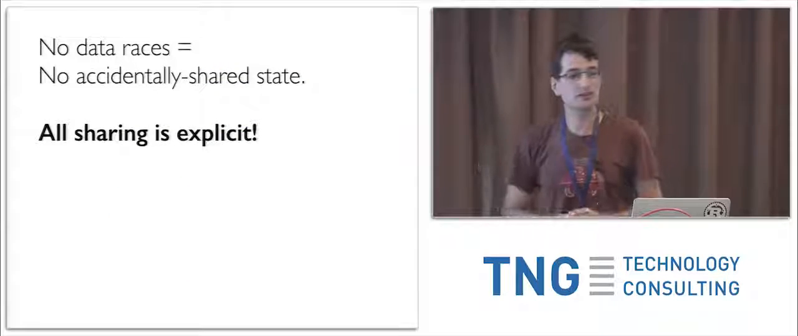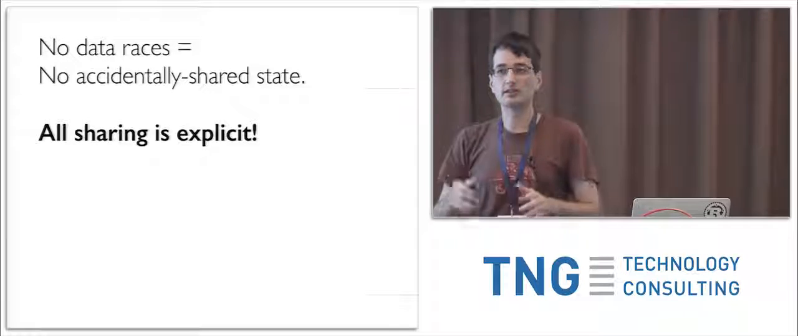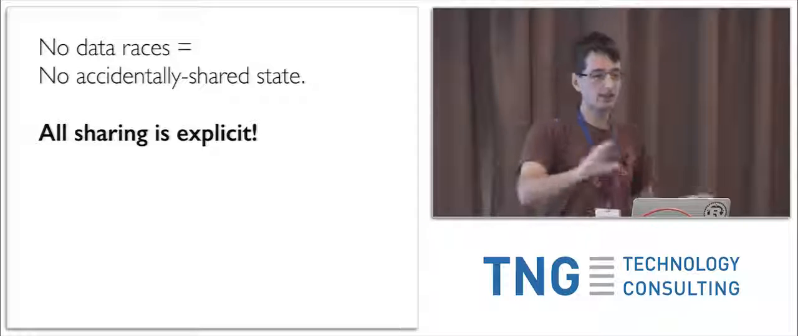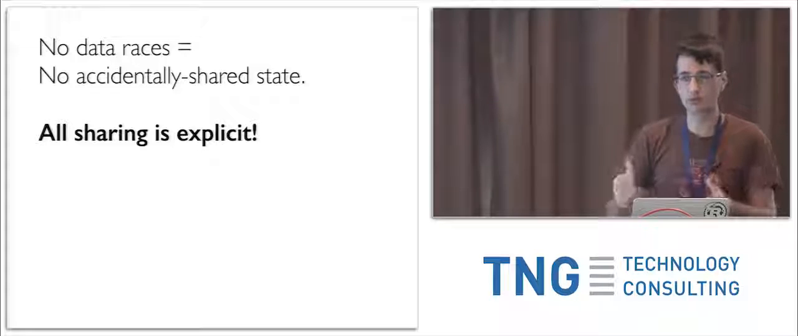And what this really means is that by not having any data races in Rust, you don't have any accidentally shared state. There's no way to have state cross a thread accidentally. You didn't really intend for that to happen. You can only explicitly share state.